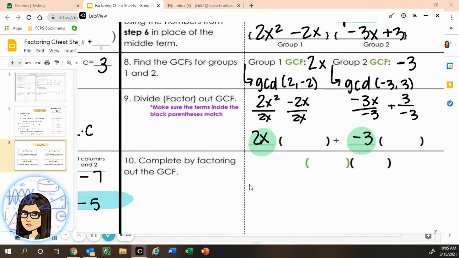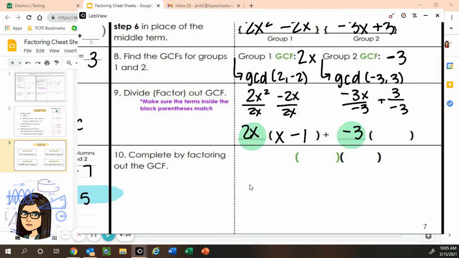So 2x squared divided by 2x leaves us with an x to the first, right? Because we subtract those exponents. Negative 2x up top, negative 2x on the bottom. That crosses off, and we're just left with a minus 1. In our second set, negative 3 divided by negative 3 leaves us a positive 1. You bring that x along with you. Positive 3 divided by negative 3 leaves us with a negative 1.